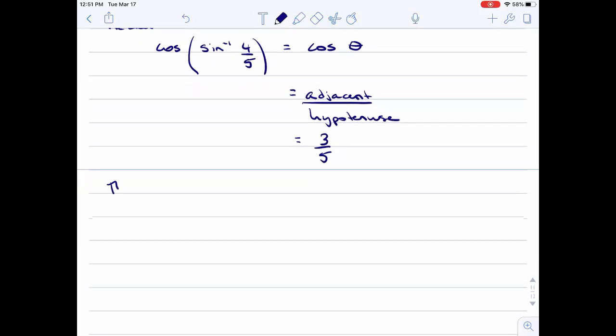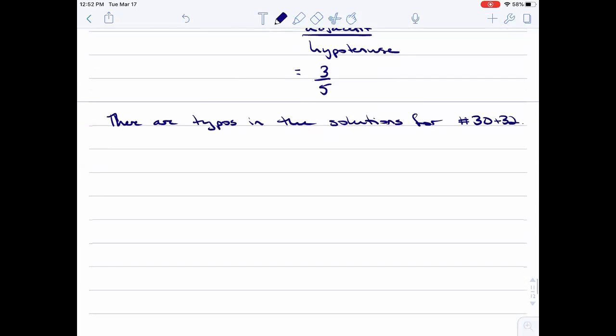So there are typos in the solutions for number 30 and 32. So let's do 30 together. And I know I'm out of time, and if you have to go, it's okay. But I think it'd be good to just do 30 so you see what the typo is. Right? And then maybe you can find the typo in 32. How about that?